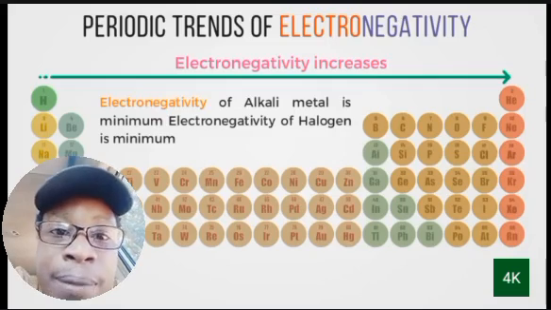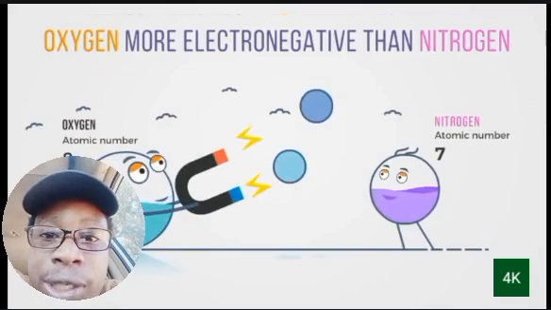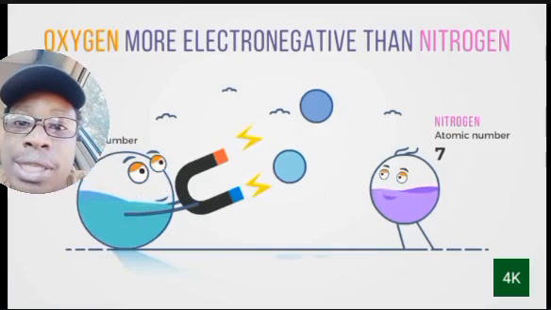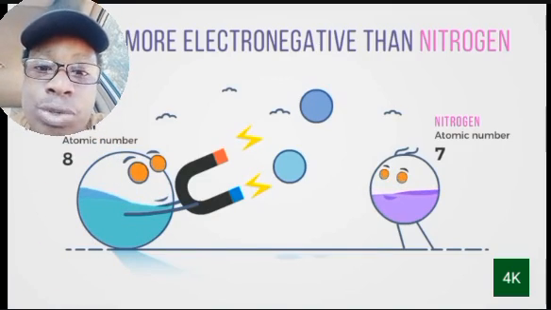So we can compare here nitrogen versus oxygen. Oxygen is going to have a larger electronegativity because it has a larger nuclear charge compared to nitrogen.